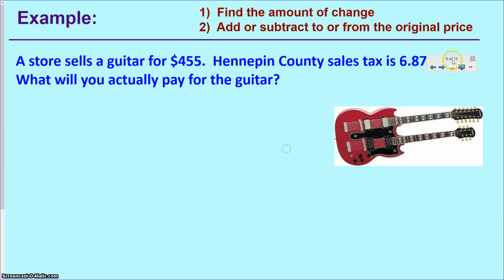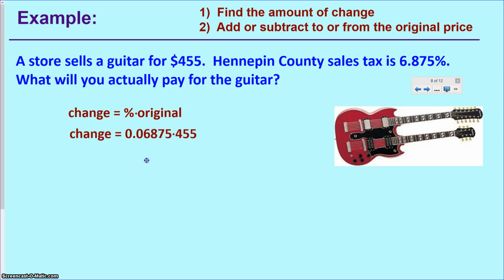Next one, sales tax. Sales tax is tricky because sales tax is a very specific number. It's 6.875% in most areas of Hennepin County. Now let's say you're buying a guitar for $455. What will you actually have to pay as you leave the store? Start with that formula. Try to set up the formula with the appropriate numbers in the appropriate place. Be careful on the percent. Pause the video and figure it out.